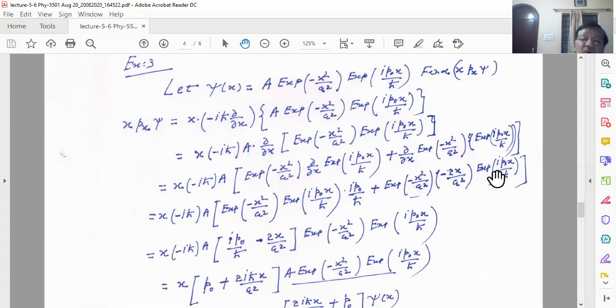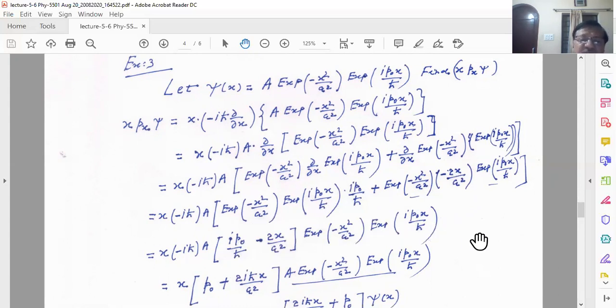Okay, so now you see in both these, term number 1 of the square bracket and term number 2 of the square bracket, the exponential term is common here. Here exponential of minus x square over a square, exponential of i p0 x over h cross, here also exponential of minus x square over a square and exponential of i p0 x over h cross. So you can take it outside. So I am taking this exponential term outside. So inside the bracket you have i p0 over h cross, and there is also a factor minus 2x over a square. So I can write this factor here.